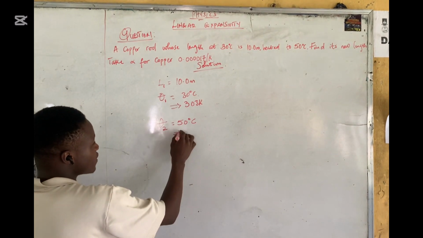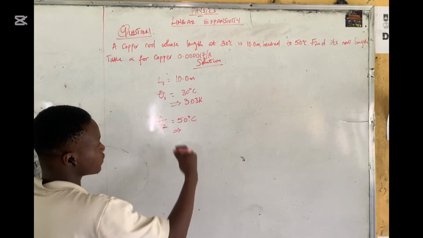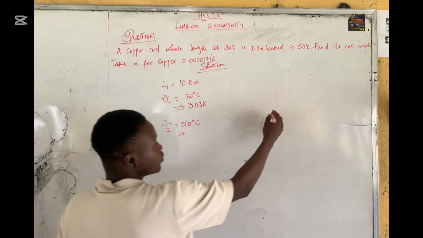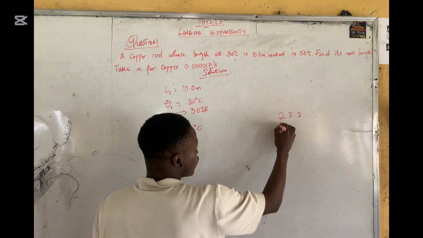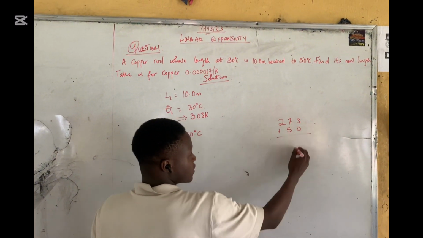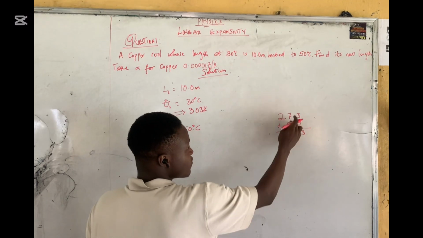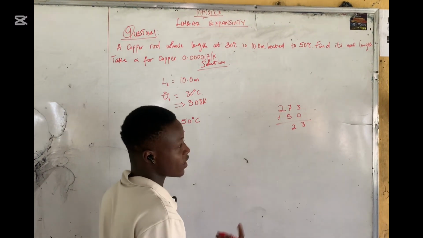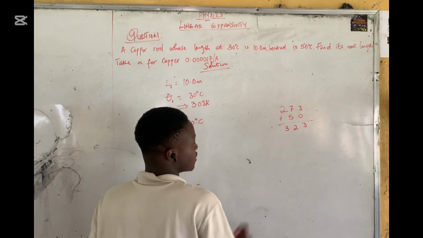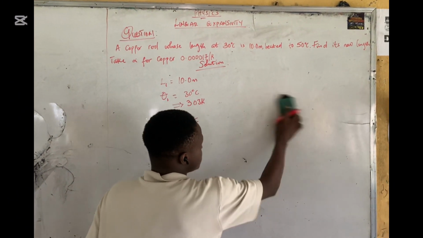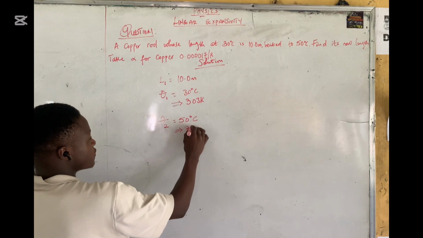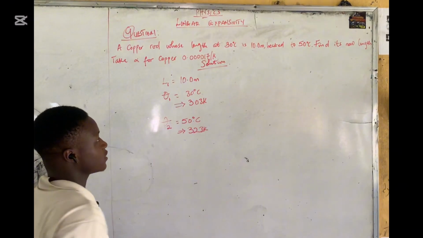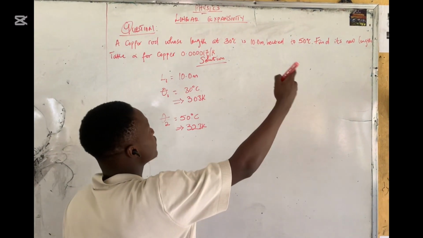So now let's convert 50 degrees Celsius also to Kelvin, the same thing we did there. Add 273 plus 50. 3 plus 0 is 3. 7 plus 5 is 12, so write 2 and carry 1. 1 plus 2 is 3. So we have 323, that is 323 Kelvin. Then find its new length.